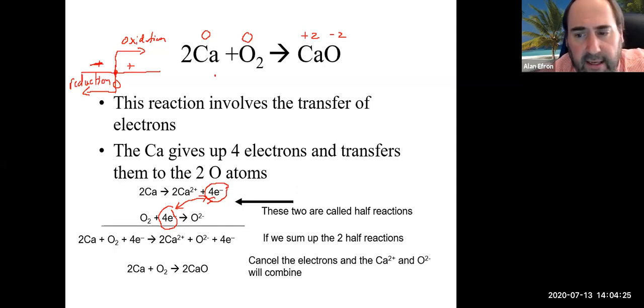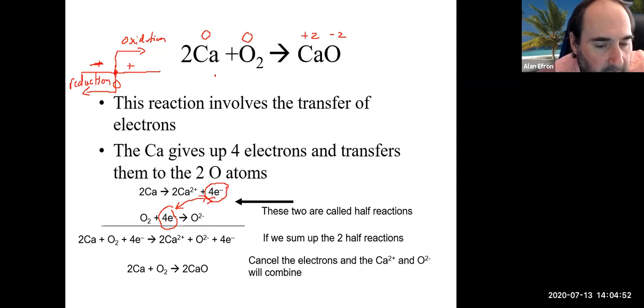So the good news on that is if you could identify what is being oxidized, you could also identify by default what is being reduced, or vice versa. So if you can only really determine one of those things, it's okay, because you can use it to figure out what's happening with the other one. The other important thing is it's a complete transfer of electrons in this sort of situation.